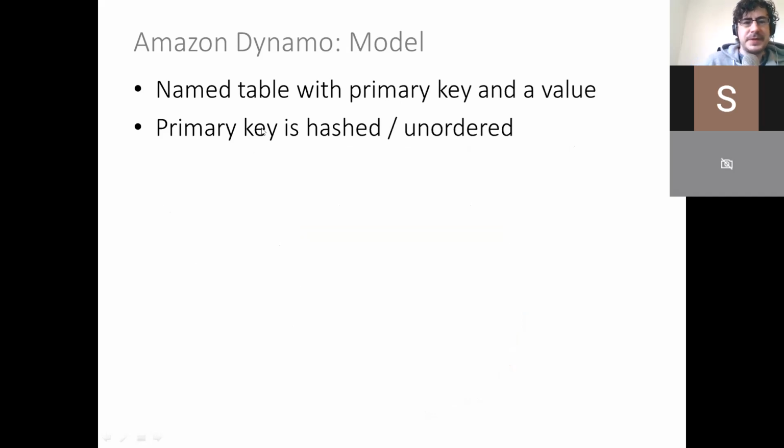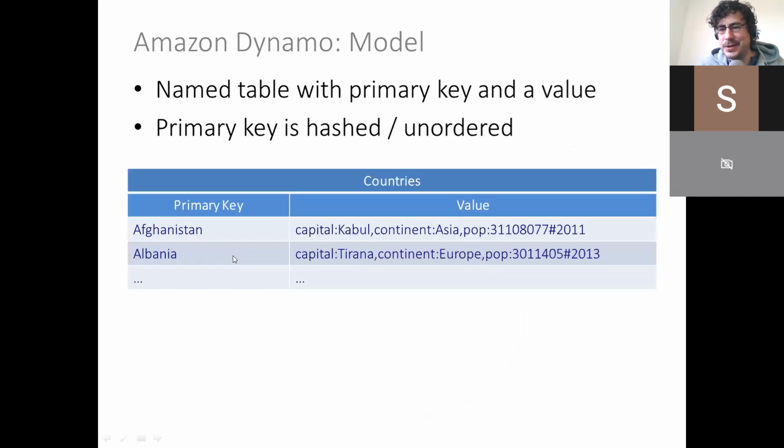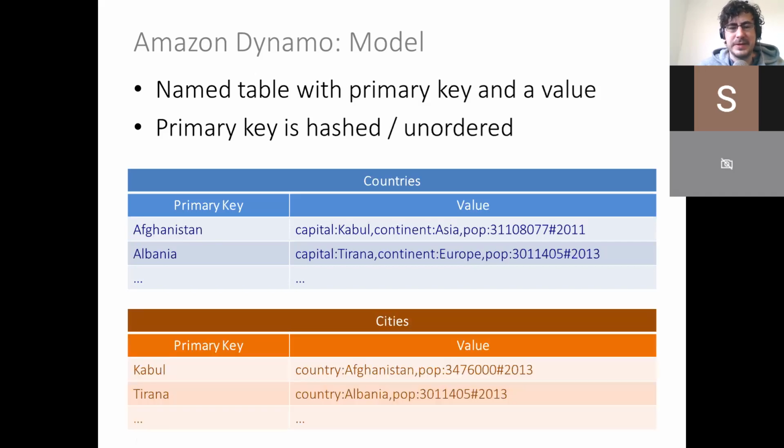Okay, so in the Dynamo model, we have what's called a named table, which has a primary key and a value, and the primary key is hashed or unordered. So the distribution is by hash, as we saw. This means we can't do ranges on the keys. So we essentially get back a very typical map structure where we can look up a key and get its value. And the value can be potentially complex, right? So you can encode a bunch of data.